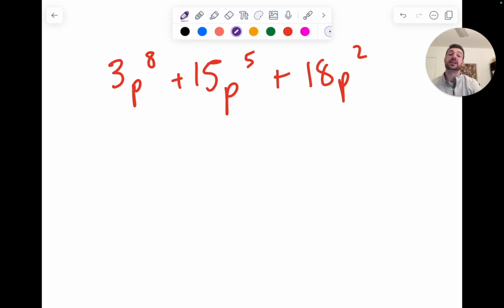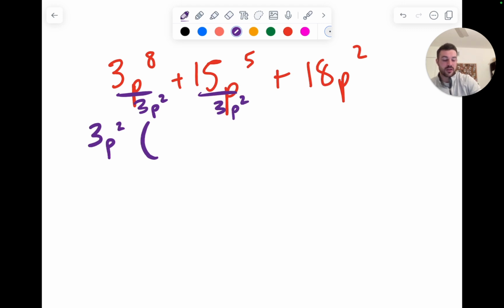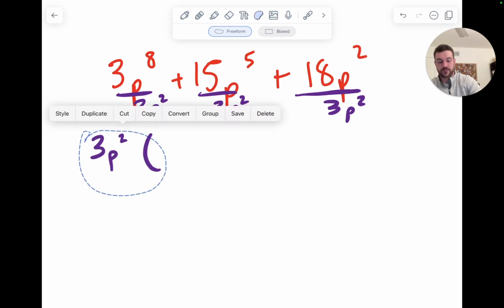3, 15, and 18 are all multiples of 3. So I can divide a 3 out. Well, all of the terms also have at least p squared. So what I'm going to do is divide each one by 3p squared so I can leave it on the outside here. I'll give myself a little bit more room.